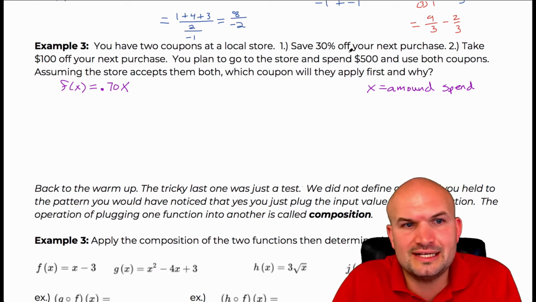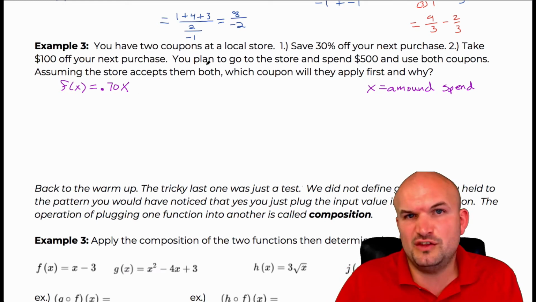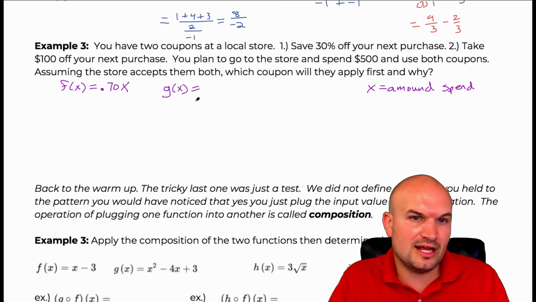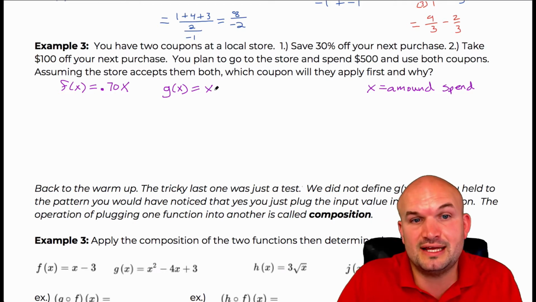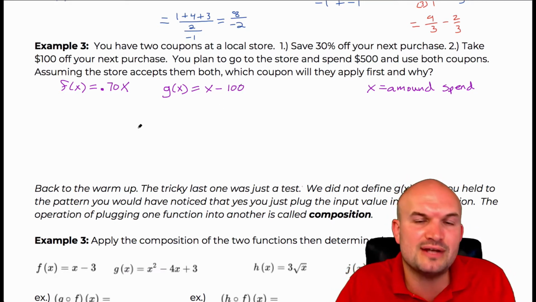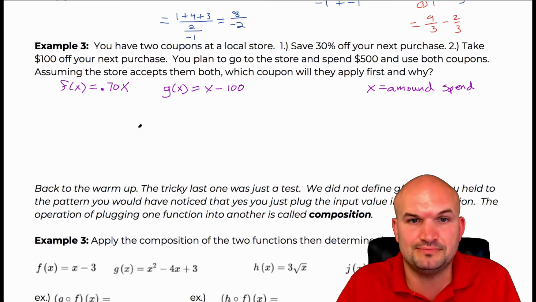The next one is we have $100 off. So let's call that g of x. If I'm going to take $100 off, no matter what I spend, I'm just going to take x and then subtract $100. So I'll just say, x minus 100. So these are our two functions. So now we've got to investigate the question.